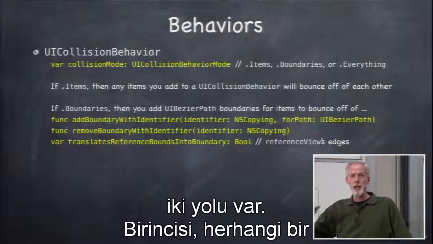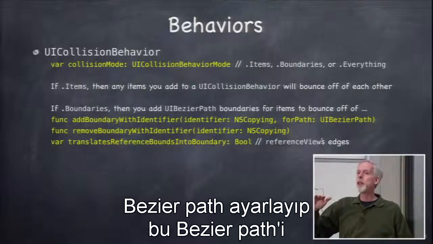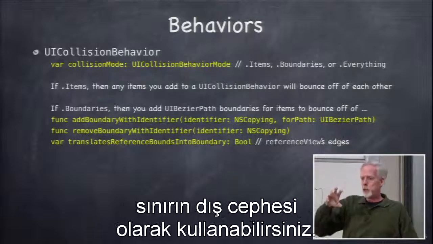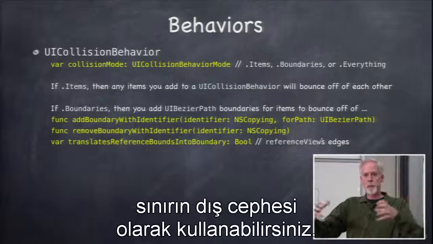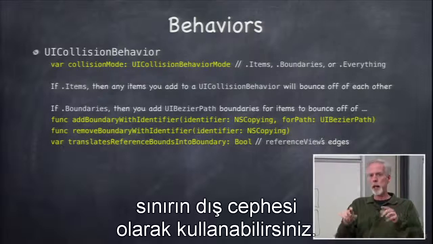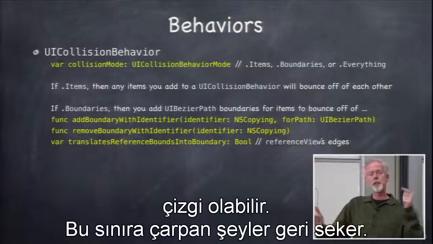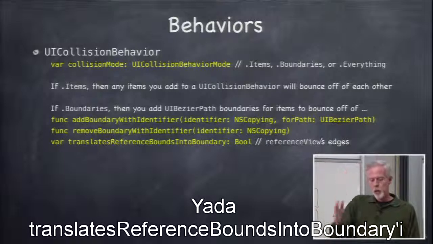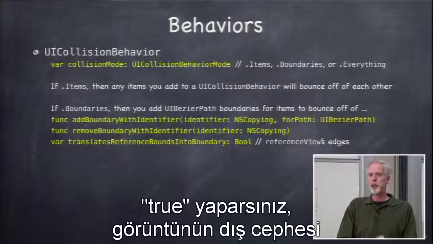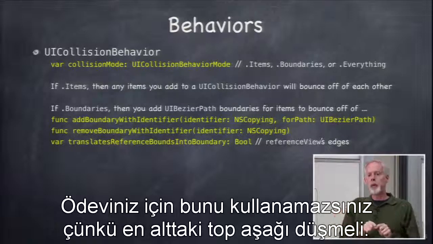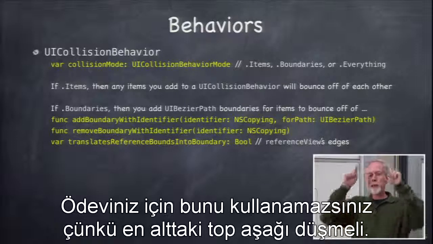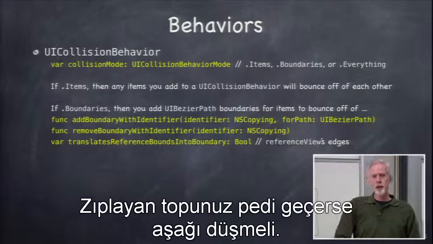Okay? So the way you set these boundaries, there's really two ways. One is you can set a Bezier path, any Bezier path, and it will use that Bezier path as the outer edges of a boundary. Okay, it could be a rectangle, a circle, it could be a line, and things that hit the line bounce off of it. Or you can set translatesReferenceBoundsIntoBoundary to true, and then the outer edges of the animator's reference view will be a boundary.